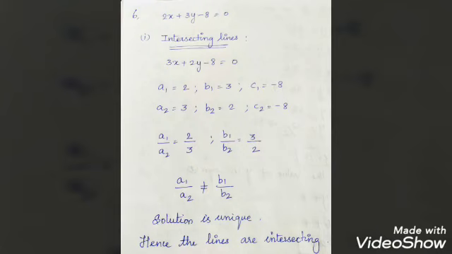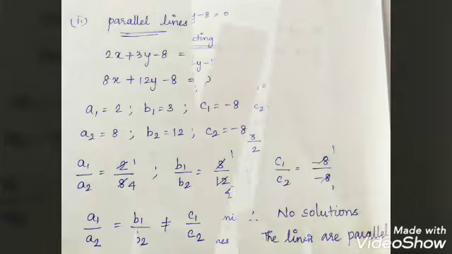Now, find the ratio. a1 by a2 equal to 2 by 3, b1 by b2 is equal to 3 by 2, which is not equal. If not equal, the solution is unique. Hence, the lines are intersecting. Is this clear? One equation they have given, and we are going to find another equation that should satisfy intersecting.